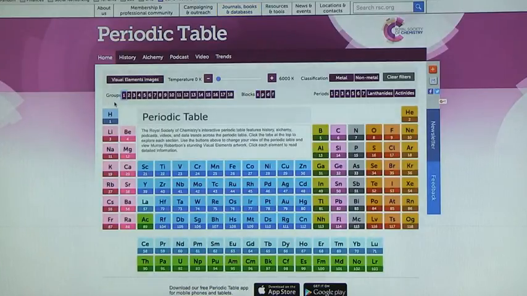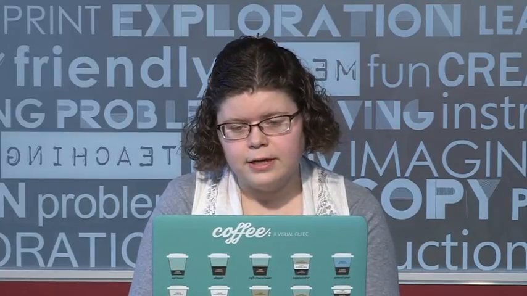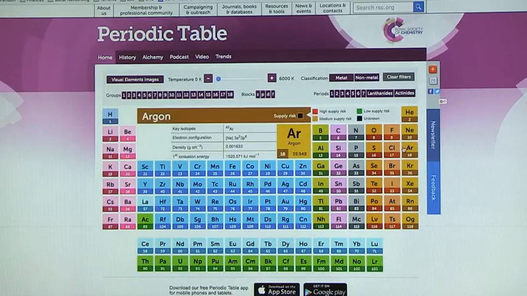It's one thing to remember hydrogen is 1, helium is 2, but to be able to appropriately utilize the information within the periodic table can be a really great asset to your students. And then it also talks about supply risks. So when you hover over, you can talk about the rarity of an element. And it talks about high supply risk, low supply risk, or unknown. Like when we go over to hydrogen, it's unknown.